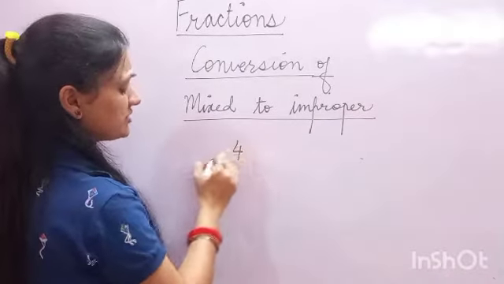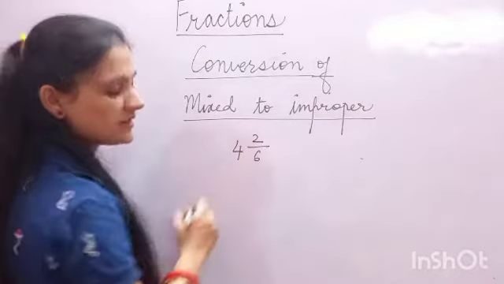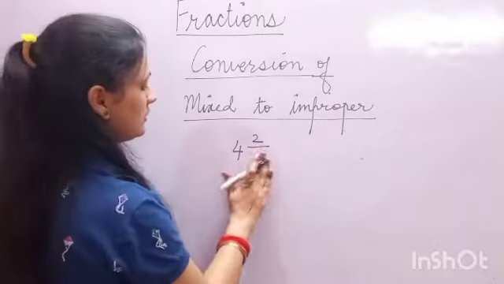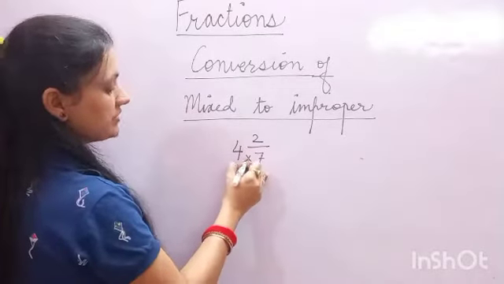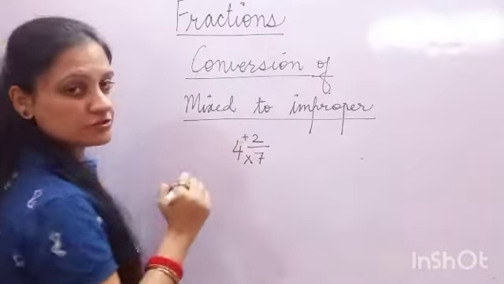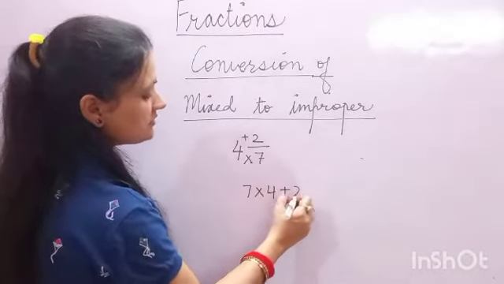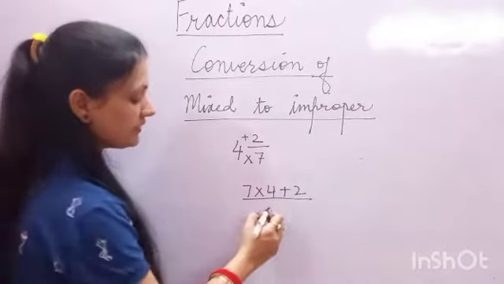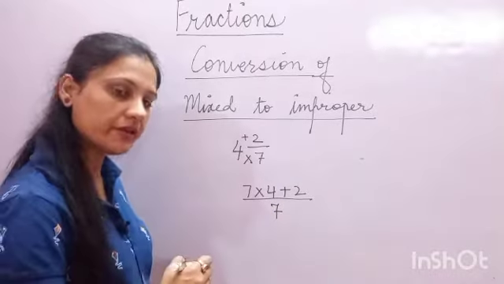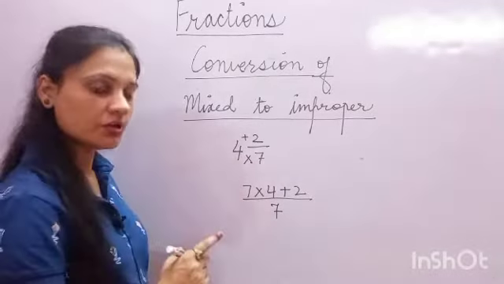Suppose a fraction is given, 4 whole 2 by 7. So what do you have to do? We multiply these two and then add this one. How? 7 multiplied by 4 plus 2. And do not forget to write down the denominator. It is the same as given in the question.